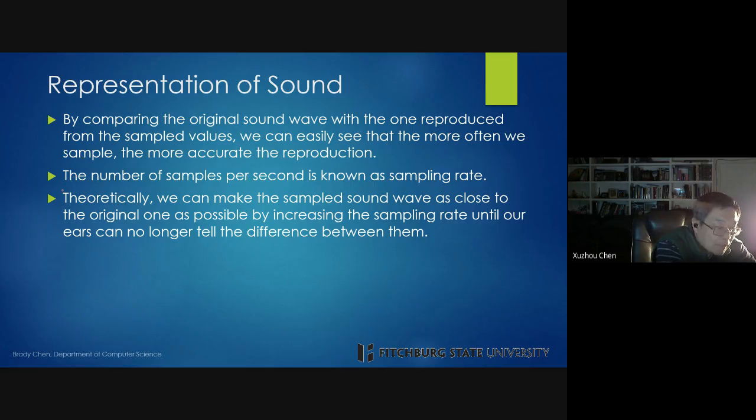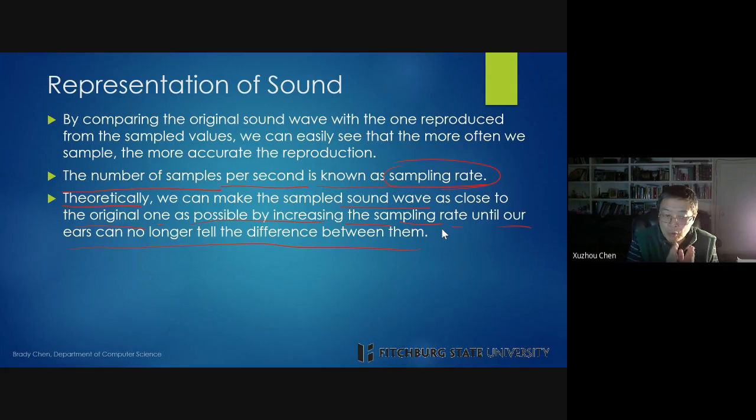Now, the number of samples per second is known as the sampling rate. So theoretically, we can make the sampled sound wave as close to the original one as possible by increasing the sampling rate until our ears can no longer tell the difference between them. Okay. Now that's enough. You don't have to continue, because if you cannot hear the difference, then why would you want to keep increasing the samples?